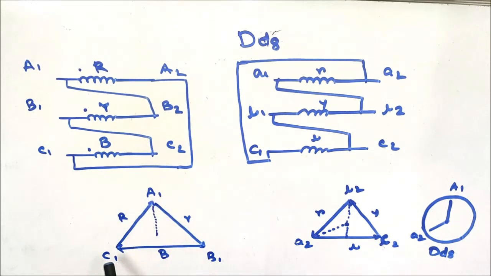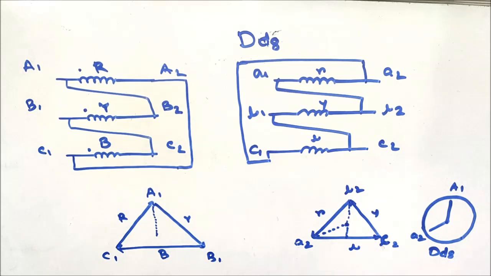In between A1 and C1 there exists red phase, in between A1 and B1 there exists Y phase, and in between B1 and C1 there exists B phase coil. So with respect to virtual neutral, if we draw the straight line to the A1 terminal or red phase terminal, it will be at 12 o'clock or 0 o'clock in the clock rotation.